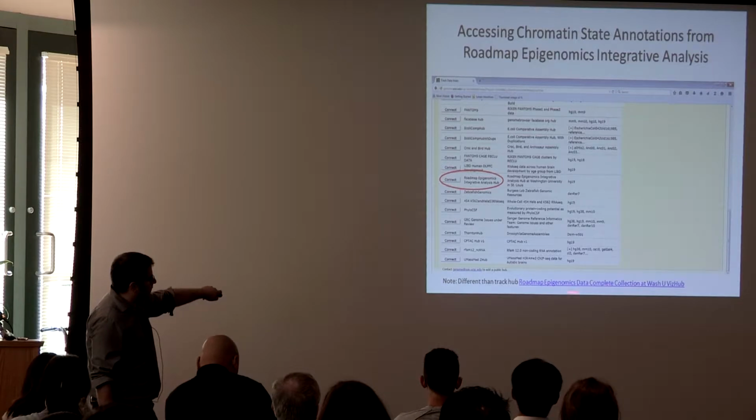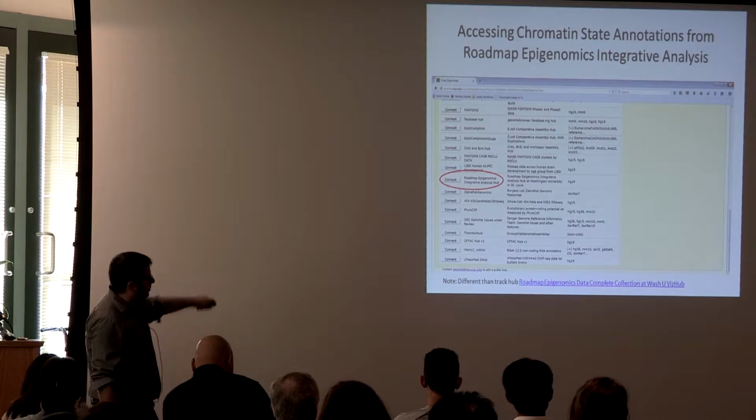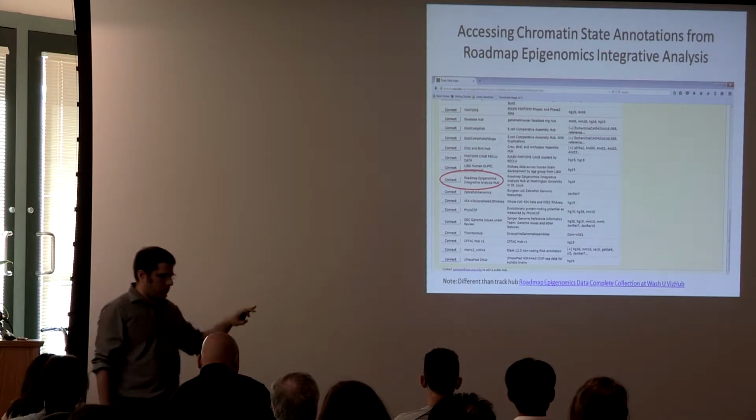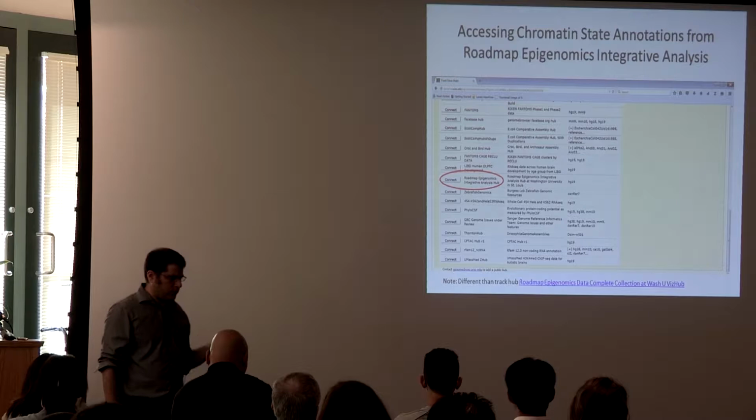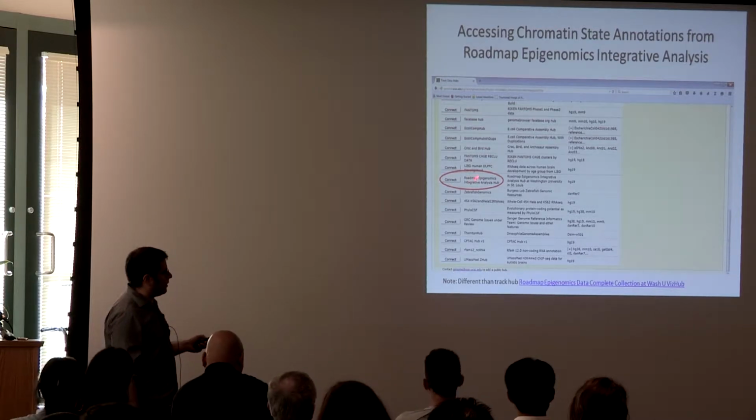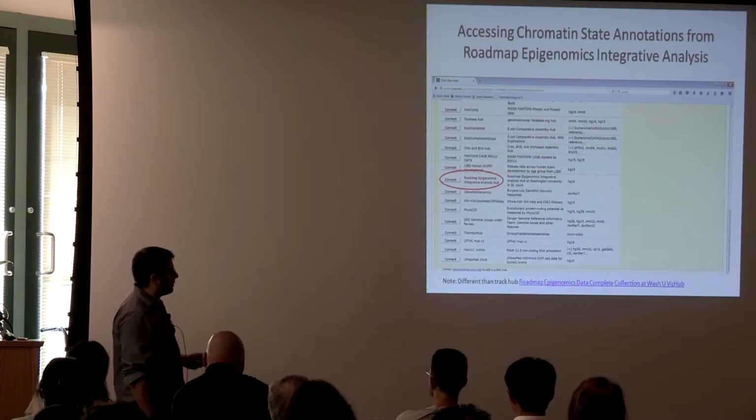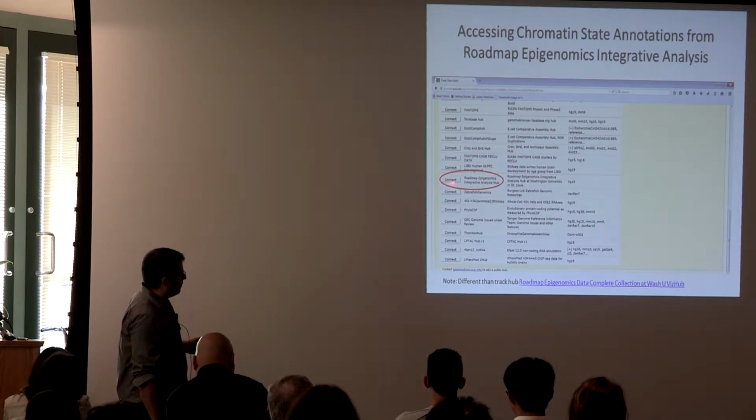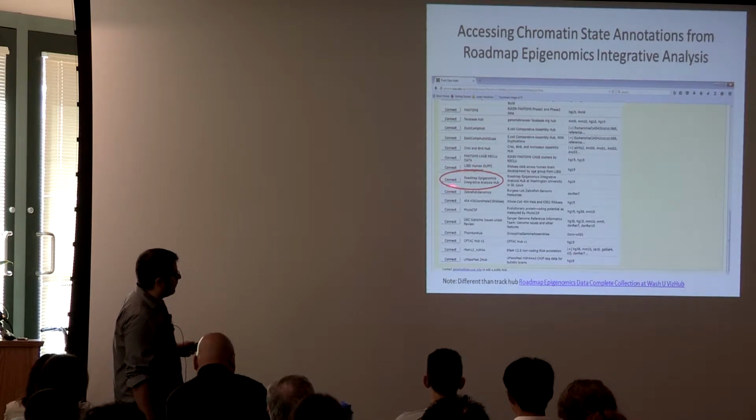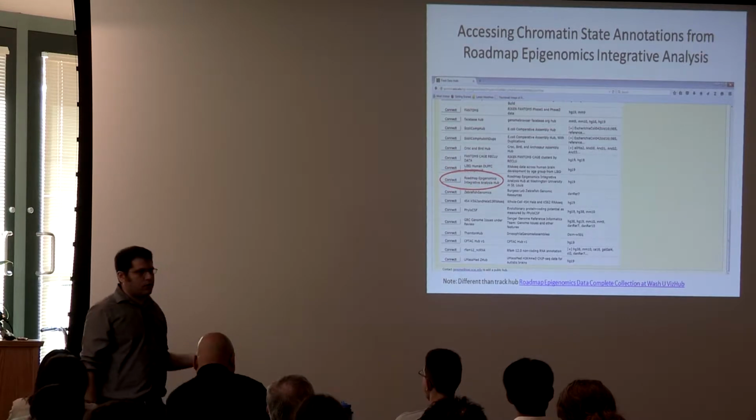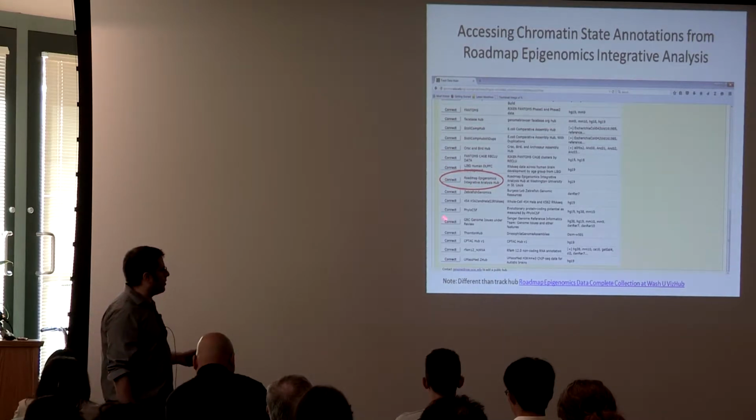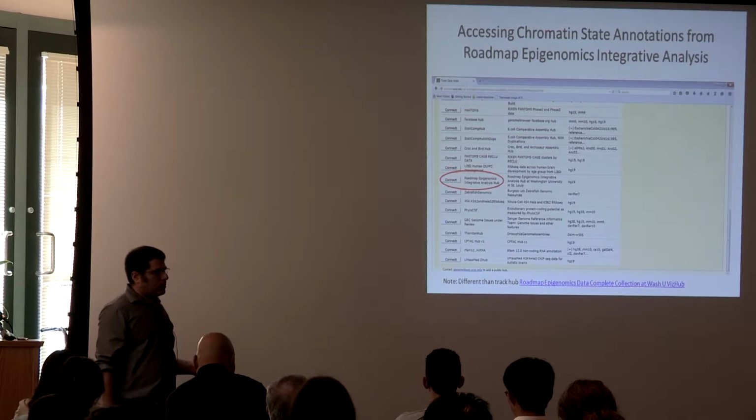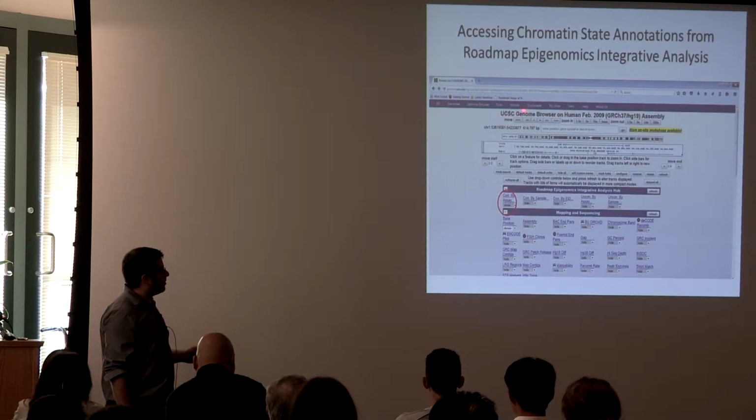I should note there's another Track Hub which will sound similar, the Roadmap Epigenomics Data Complete Collection, which has more of the primary data, not completely matching the integrative analysis, where a lot of the data was reprocessed and consolidated. So if you go to this site later, be aware that there are two different views on the Roadmap data, and I'm focusing here on the one called the Roadmap Epigenomics Integrative Analysis Hub.